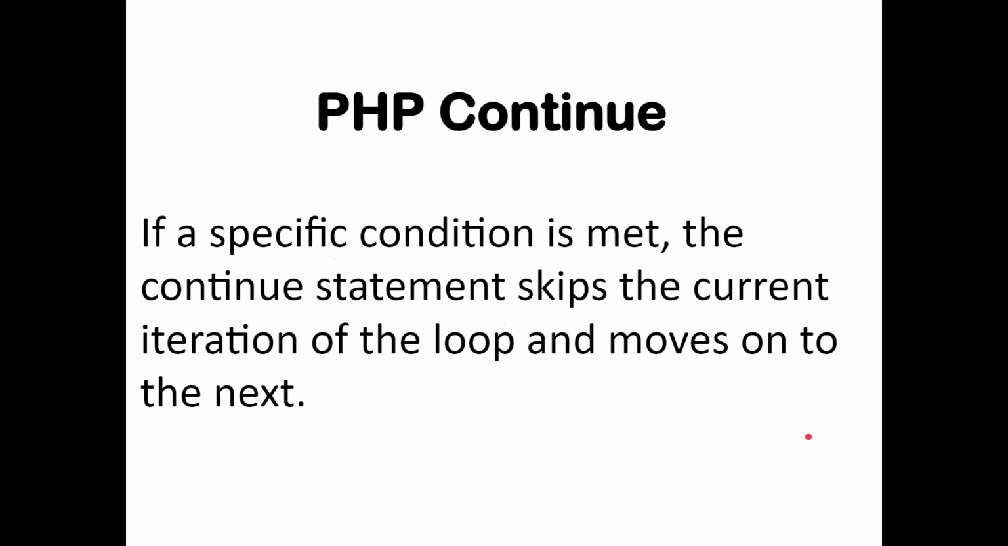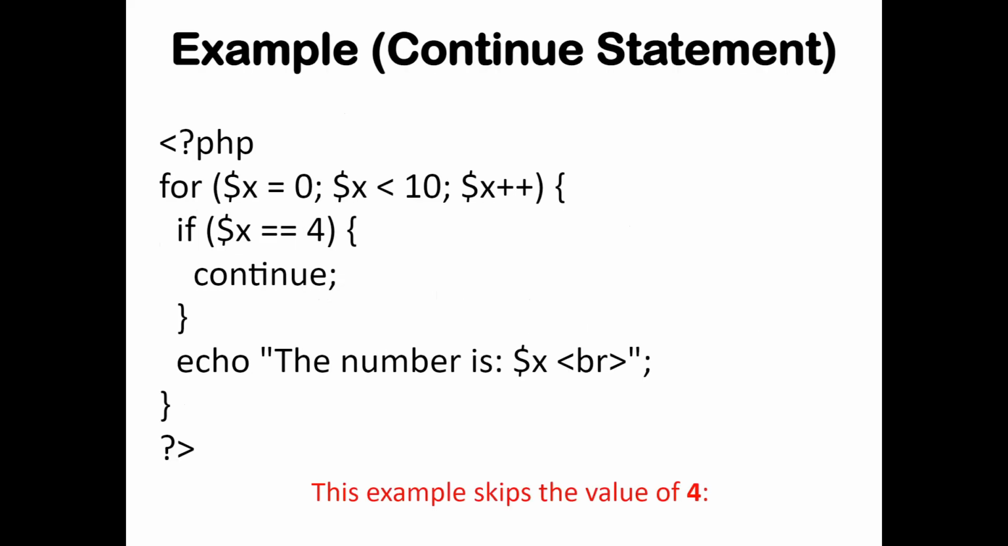Okay friends, let's learn about the continue. So what is the use of continue? If a specific condition is met, the continue statement skips the current iteration of the loop and moves on to the next. So we use it to skip an iteration. Sometimes while running the loop, we want to skip 1 or 2 iterations. That time we use the continue statement. Many times we also use break and continue together. So let's see its example for the continue statement.